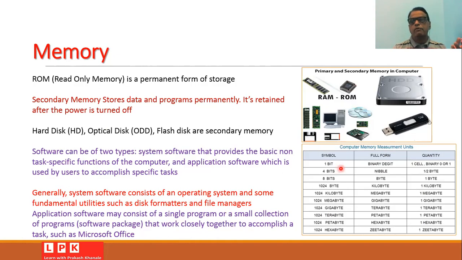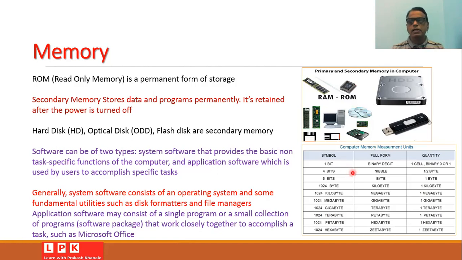Now, whenever we think of any computer memory, you will find that the unit used for the measurement of computer memory is called a bit. One bit means either a zero or a one. That is called a bit. Every digital computer will store data or instructions in the form of bits.